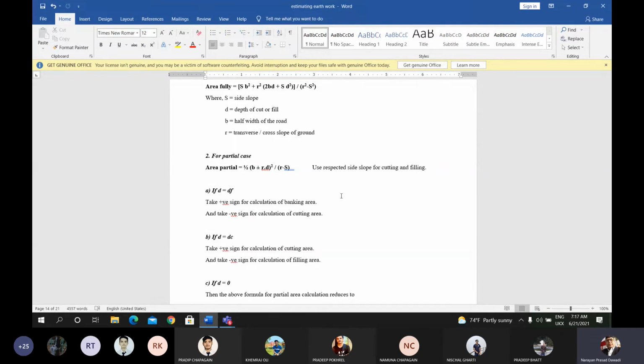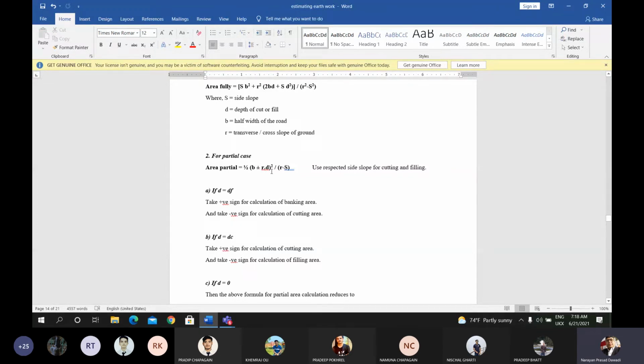If that is provided along the channels, then that value will be the Rm value, also the same as the R value. So in this formula there is a plus-minus. If the depth is provided for filling and the case is partial, then the sectional area of filling will be high. So take the positive value for finding the area of filling, and take the negative value for finding the area of cutting.